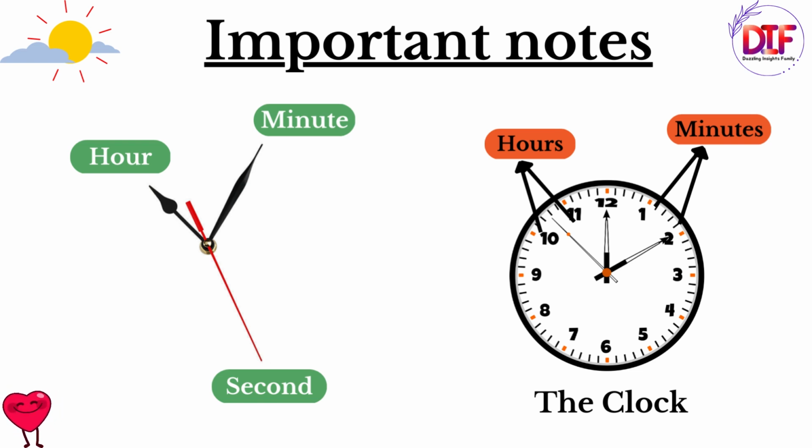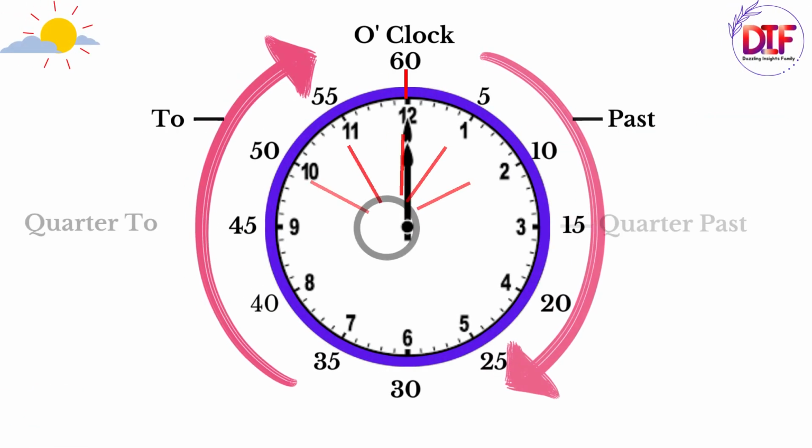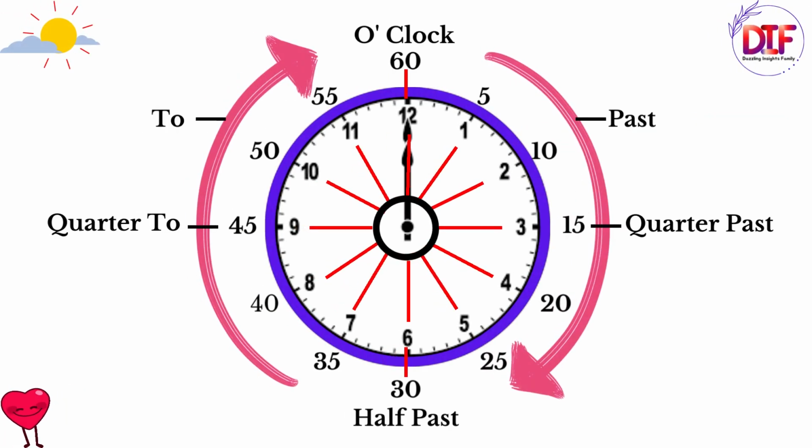That is clockwise. So here again, we also have this clock here explaining everything to us when it is past and when it is to the next hour. When it is past, you also have something called quarter past, and when it is to the next hour, you also have something called quarter to. That is like when you divide the clock into 4. Okay, you have quarter, you have half, and then you have quarter to.